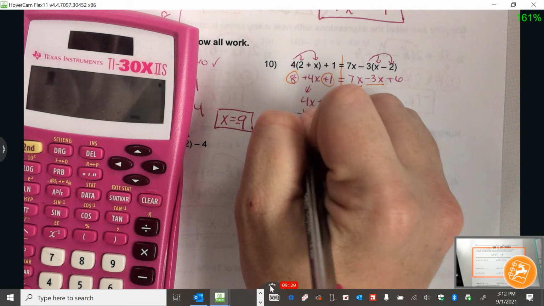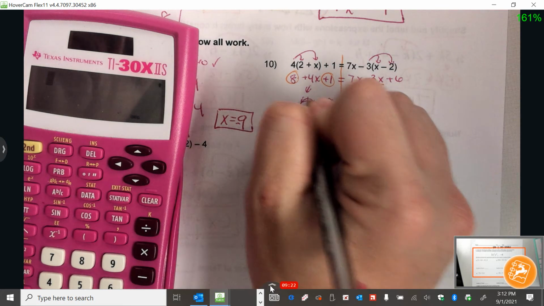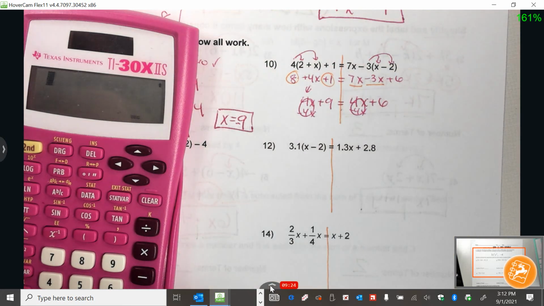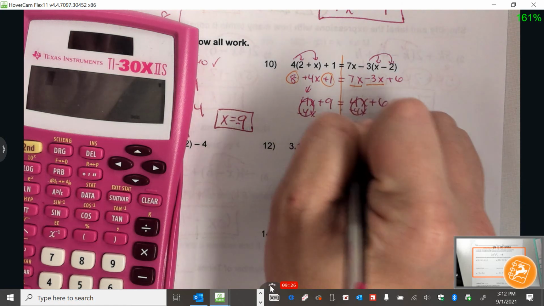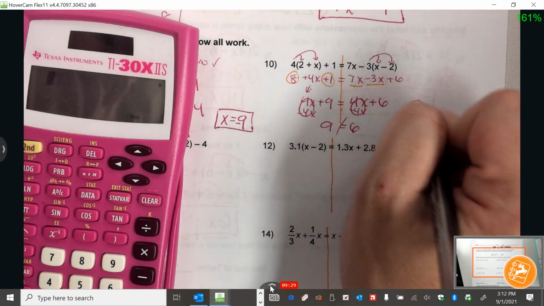Now, I need to get my x's on one side, so I'm going to move the 4x. Well, it ends up zeroing out on both sides. What that tells me is 9 equals 6, which is not true. Therefore, there's no solution.